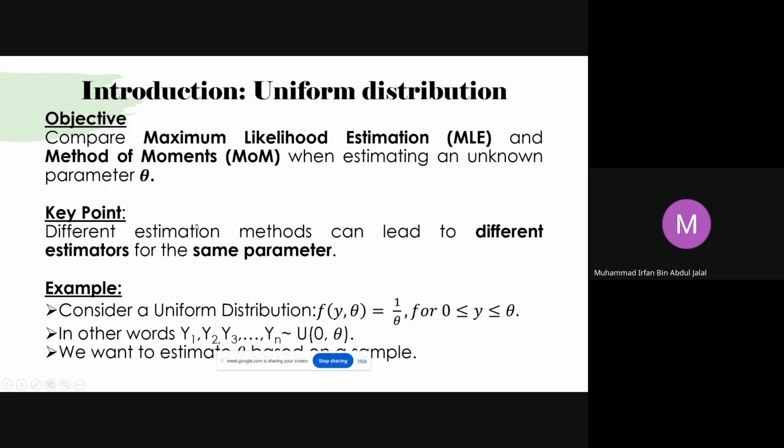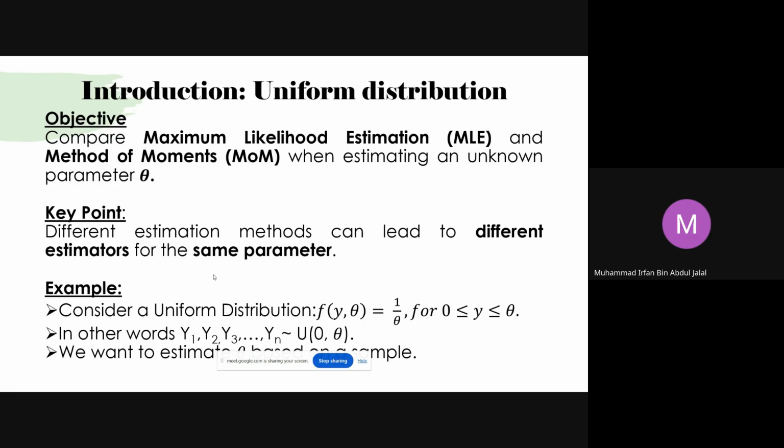So as a key point, different estimation methods can lead to different estimators for the same parameter. So kalau kita pakai maximum likelihood estimation, and then we also use the method of moments, we obtain two estimators of the parameter theta here. Because we use different methods to estimate theta, one is MLE, the other is the MOM method, the results will be different, even though it's for the same parameter.